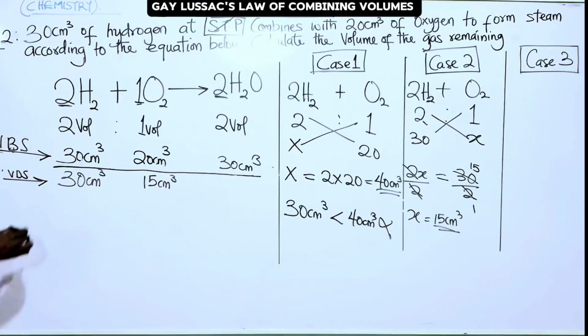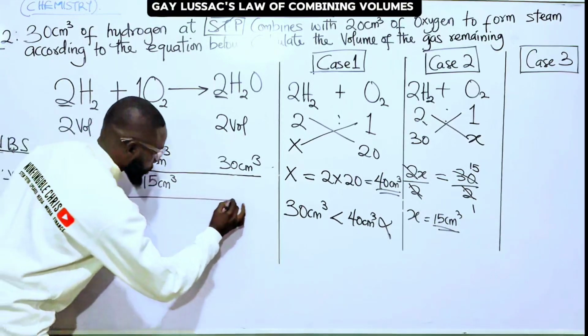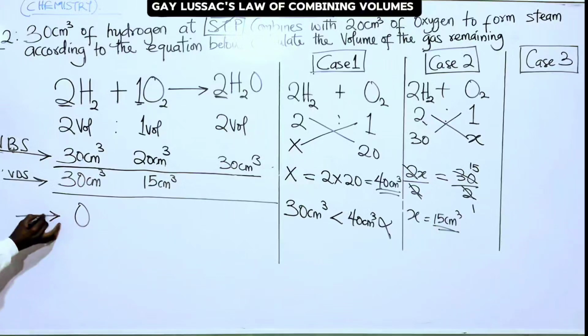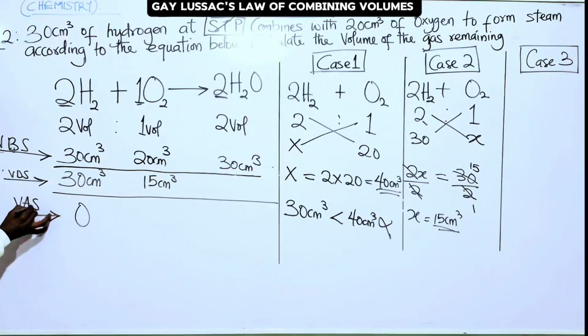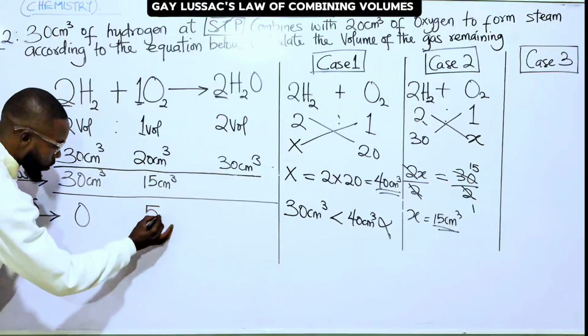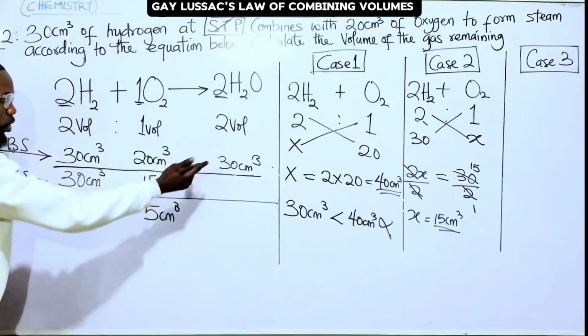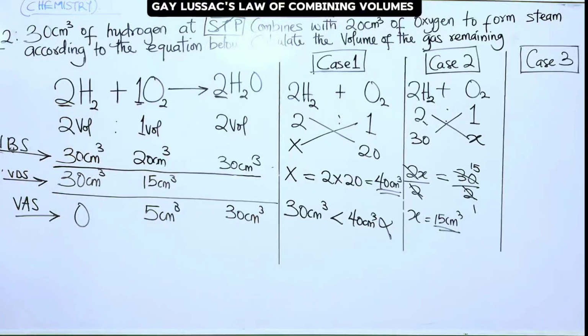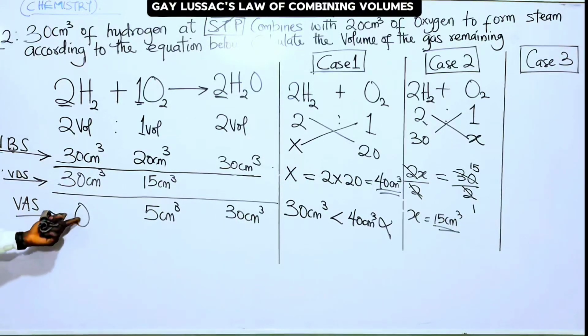What about the volume after spark? Let's see the line. Right, to get the volume after spark, we'll subtract, right? 30 minus 30 we got 0. So this is our volume after spark, VAS, volume after spark. 20 minus 15 we got 5 cm cube. And since there's nothing here, it remains 30 cm cube, right? So the volume of hydrogen remaining was 0, right? Everything was used up for hydrogen, right?